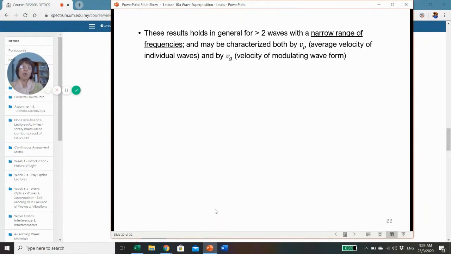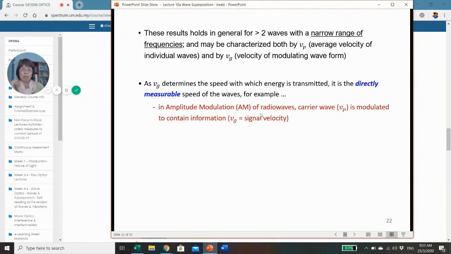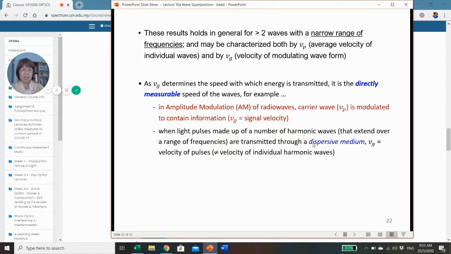Now these results hold in general for more than two waves with a narrow range of frequencies and may be characterized both by the average velocity of individual waves and also the group velocity, which is the velocity of the modulating waveform. As Vg determines the speed at which the energy is being transmitted, it is a direct measurable speed of the wave. For example, in amplitude modulation, that's the AM wave, the carrier wave is modulated to contain the information. So Vg is carrying the information, that's the signal velocity.